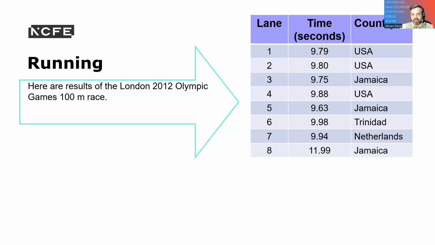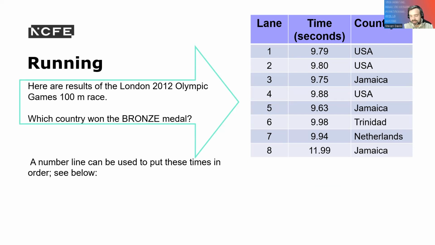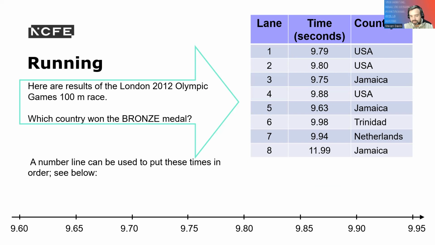So, running. Here are the game results for the London 2012 Olympic Games for the 100-meter race. Which country won the bronze medal? So, bronze, silver, and gold. So we need to understand what they are. The number line can be used to put these times in order.